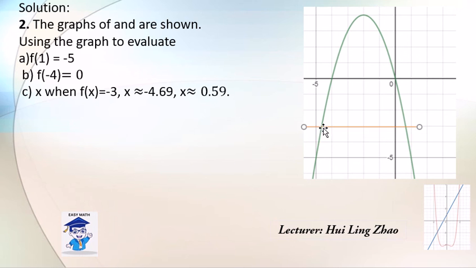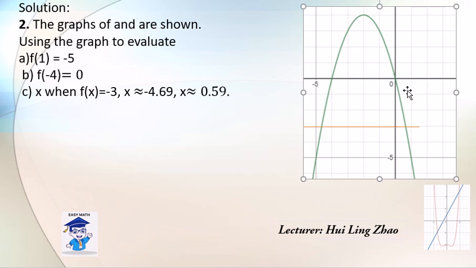Now that you apply here, you can get the first intersection point here. That means it's -4.69, and the second one here is a positive 0.459, almost.